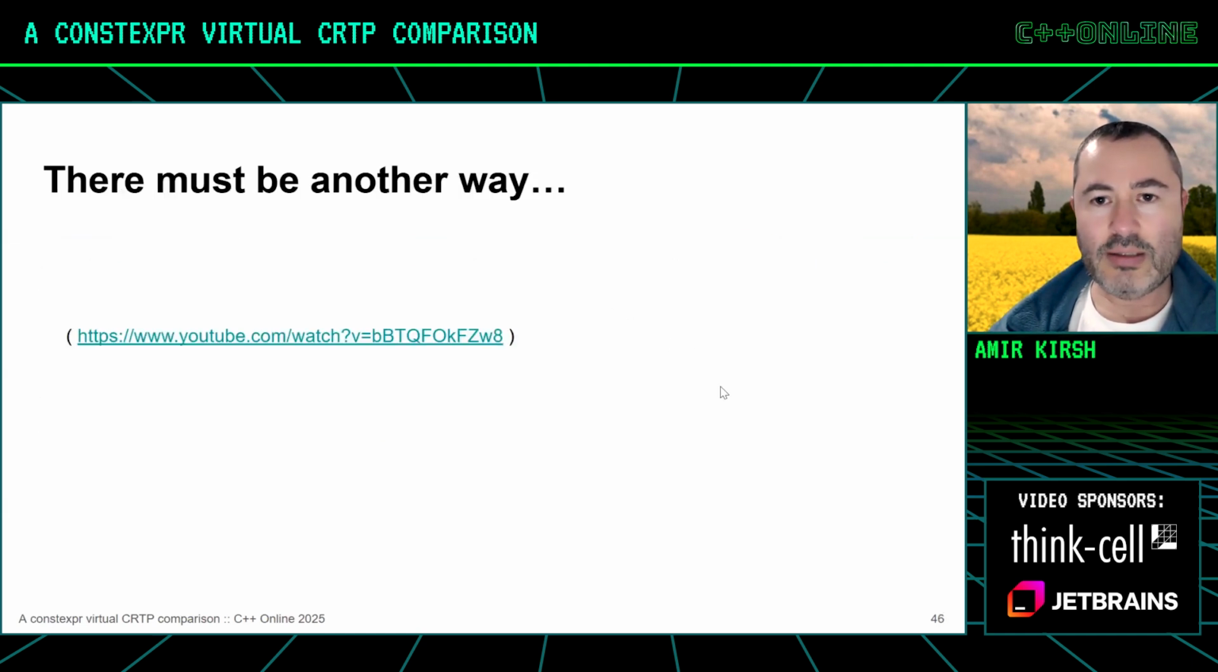I will not go through that. There must be another way. I mean, that was nice, CRTP, but maybe we can do it a bit simpler. Well, I would say that no, we cannot do it a bit simpler. We can do it in another way, which would not be, I would argue, simpler.